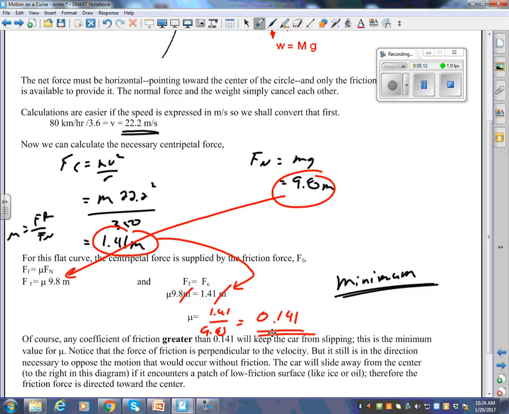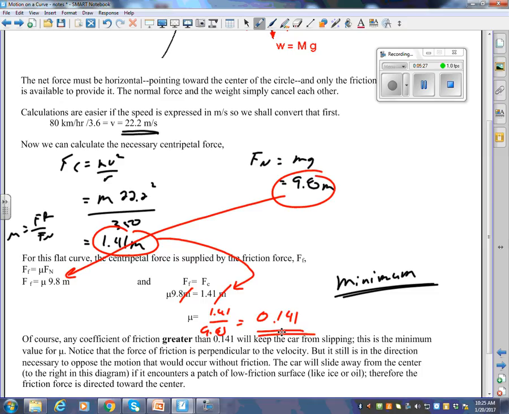Is that a low value for mu? Yeah, remember when we did the wood on wood, we got like 0.25, I think, right? So wood on wood is not exactly rough, is it? Right? So rubber on a road, clearly more than 0.14.